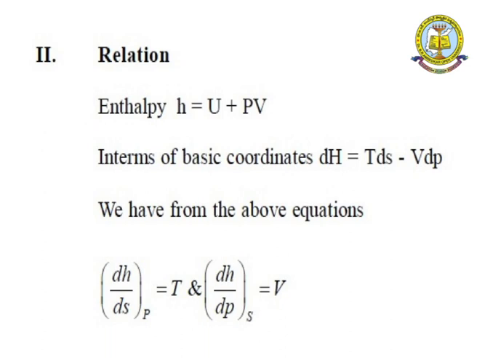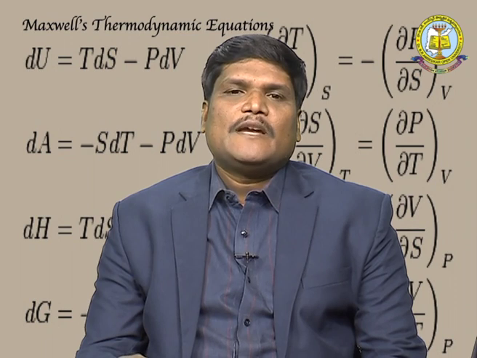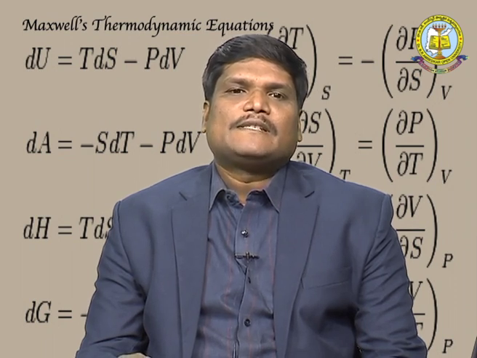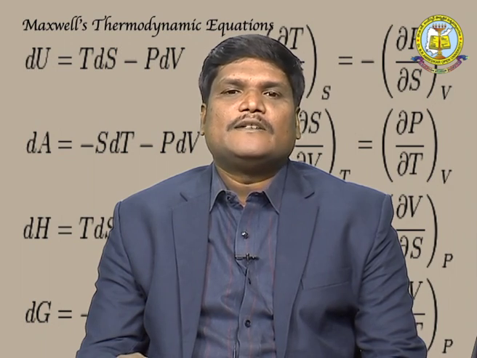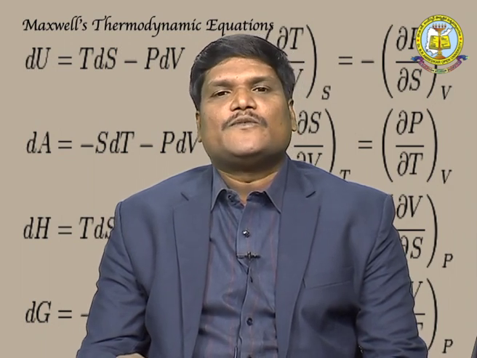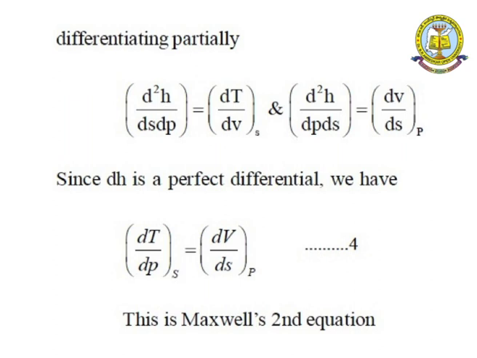So, the final equation is dH equals TdS minus PdV. By the above process, (∂H/∂S) at constant P equals T, and (∂H/∂P) at constant S equals V. By differentiating in the same manner, ∂²H/∂S∂P equals (∂T/∂P) at constant S, and also ∂²H/∂P∂S equals (∂V/∂S) at constant P.